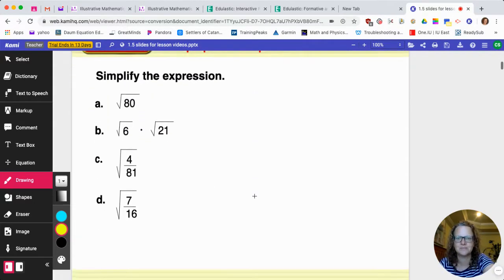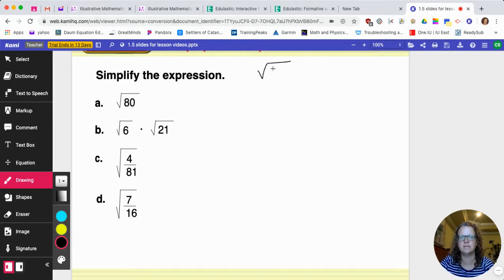Let's practice. All right, simplify the expression. So let me get rid of that yellow. So what I usually do is I take my radical. When I'm first teaching it, I split it up into its factors. It's even, so 2 times 40. It's even, so 2 times 20. It's even, so 2 times 10. Still even, 2 times 5.